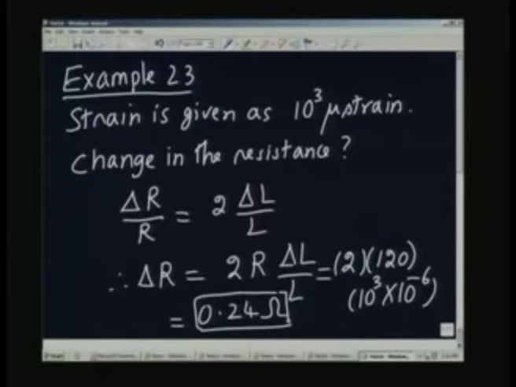So, the change in resistance is very close to being about a quarter of an ohm. The 120 ohm is the value of the resistance, and because of 1000 microstrains imposed as a strain on the element, the resistance has changed by 0.24 ohm. So, the question is, how can we measure such small changes in resistance?